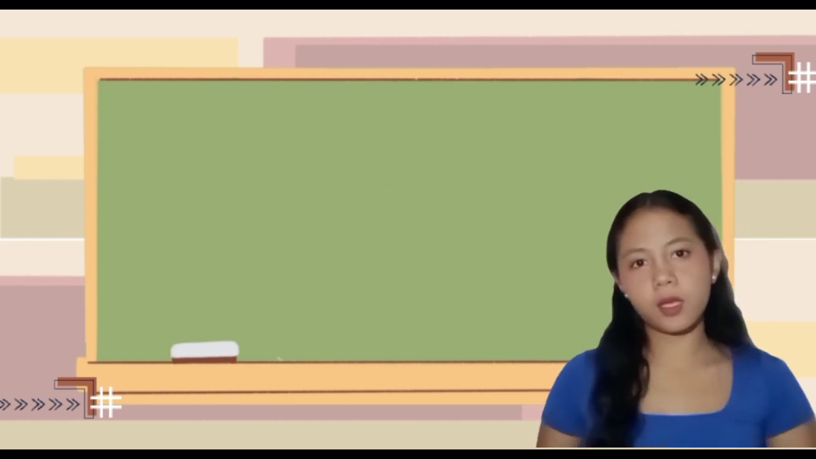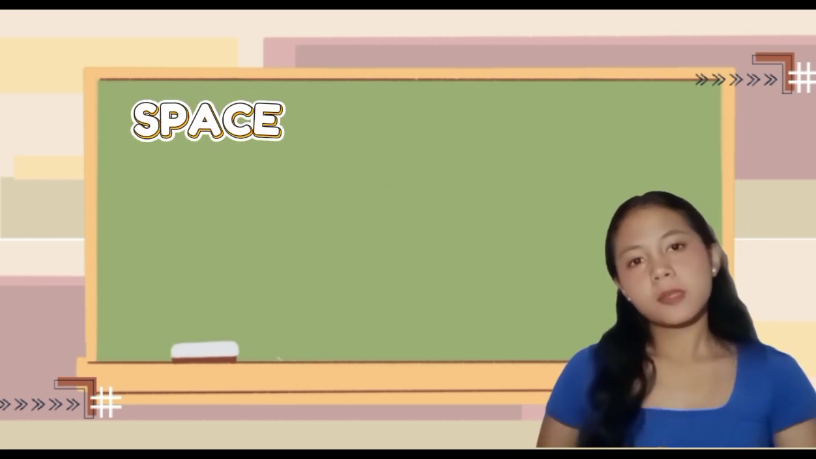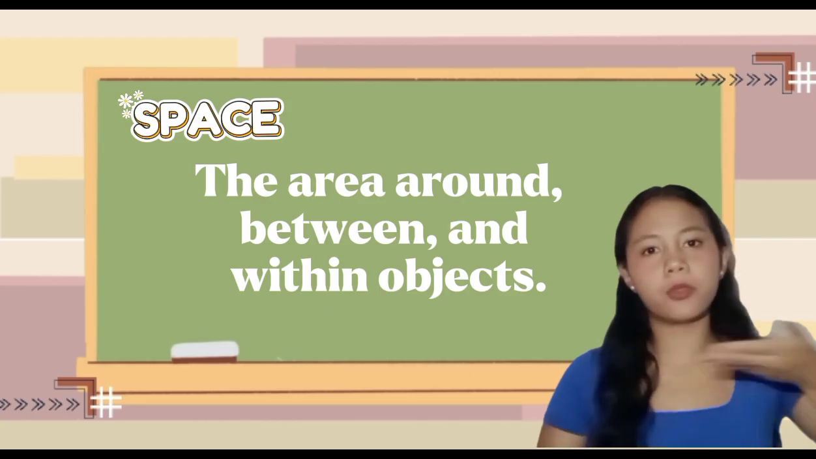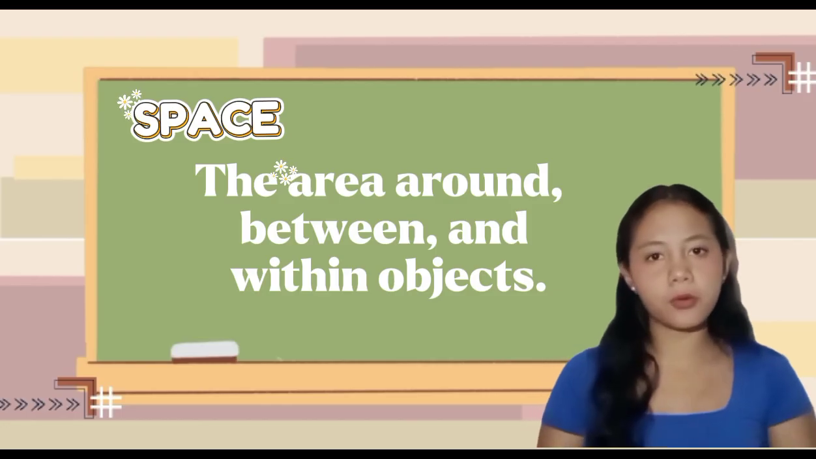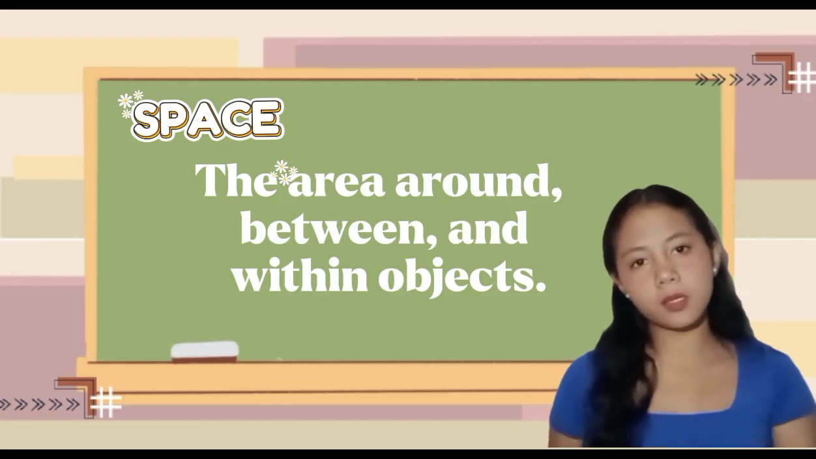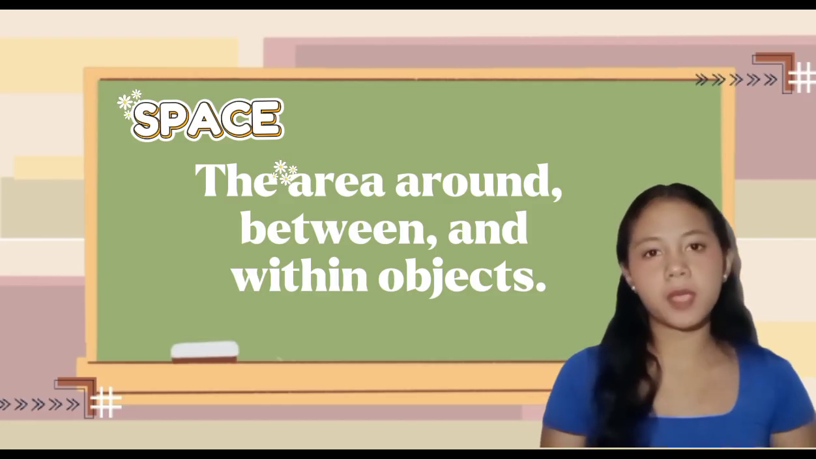So the fifth one is space. Space is the area around or between objects. Artists use space to make things look empty or crowded, like a large empty classroom or a crowded painting.